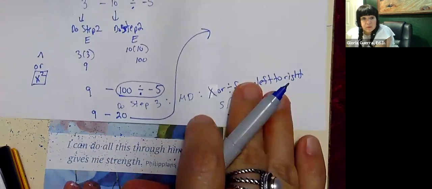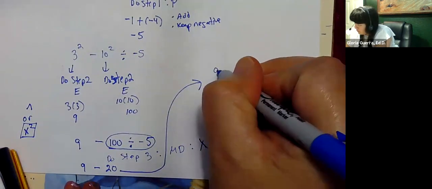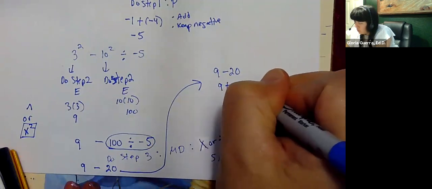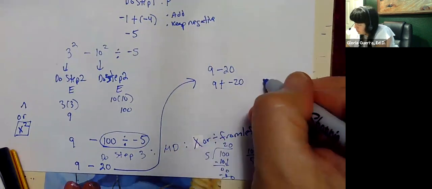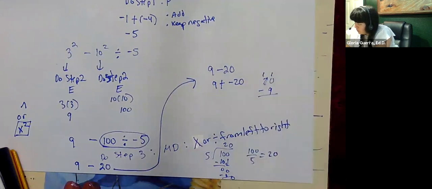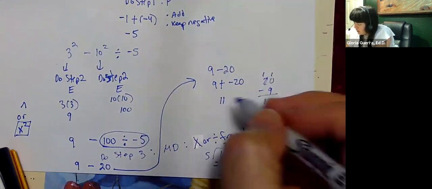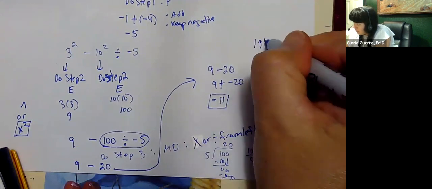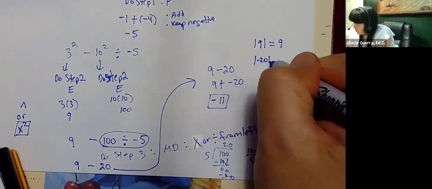9 minus 20 is 9 plus -20. Again, you can put the parentheses or leave them off. Again, you're going to subtract 20 minus 9, so that's 11. And then it's going to be a -11 because the absolute value of 9 is 9, and the absolute value of -20 is 20.